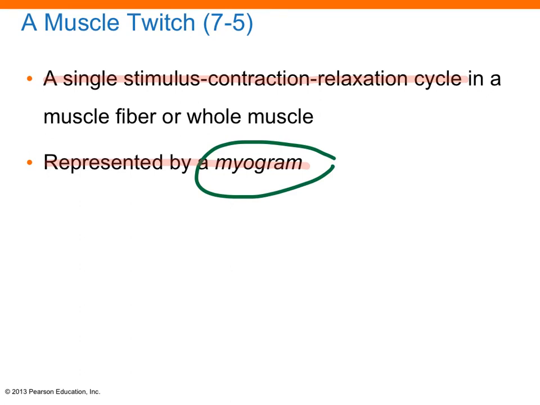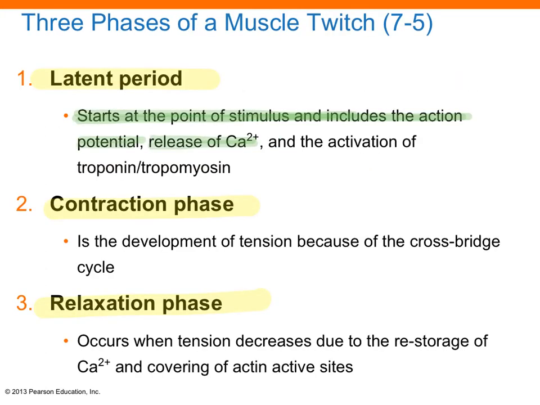A muscle twitch. This is another test question. A single stimulus contraction relaxation cycle is called a muscle twitch, and it's represented by a myogram. So a muscle twitch is a stimulus contraction and relaxation cycle. It's represented by a myogram.